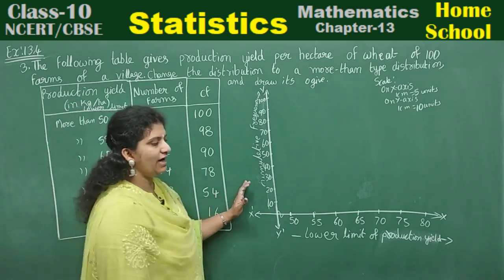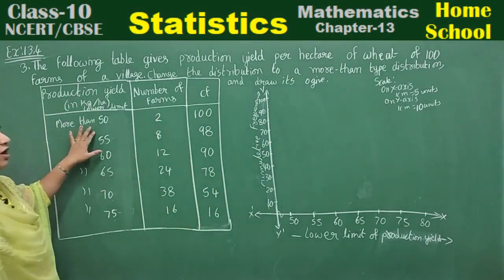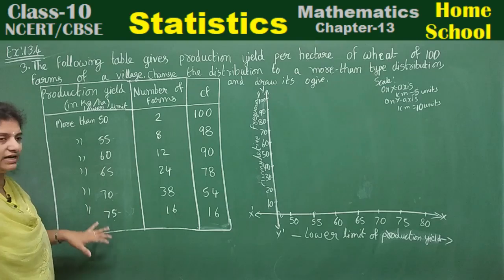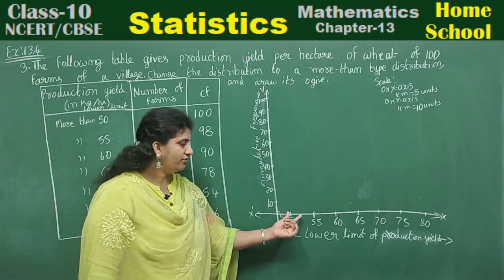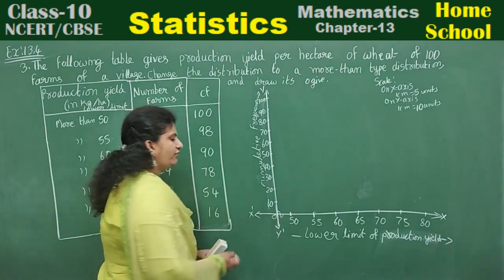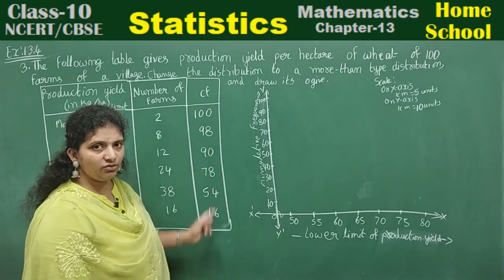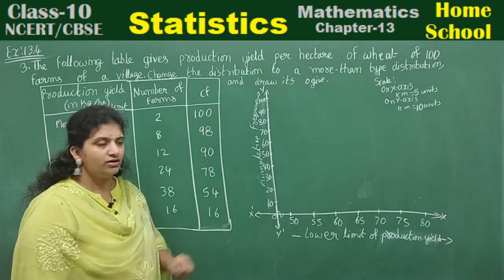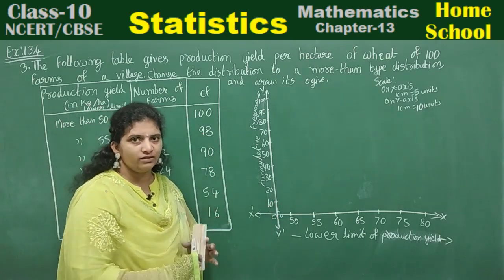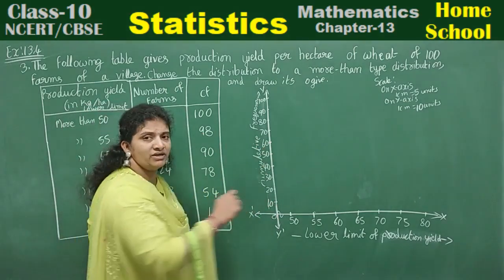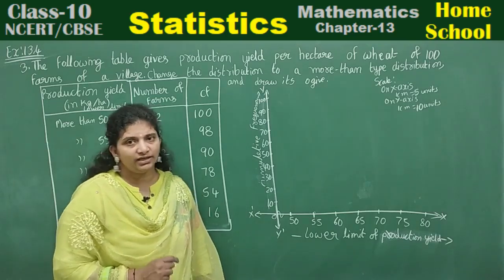Now let's see the graph here. Look at the scale on the x-axis and on the y-axis. This is the x-axis, right? 50, 55, 60 like this. I have compressed the scale up to 45. From 50, I have taken 50, 55 up to 80. On the y-axis, you can see the cumulative frequency goes up to 100. So for each centimeter I have taken 10 units. On the x-axis, 1 centimeter is equal to 5 units. On the y-axis, 1 centimeter is equal to 10 units.